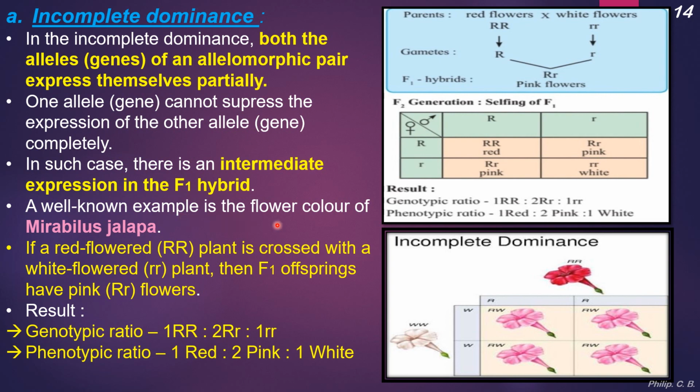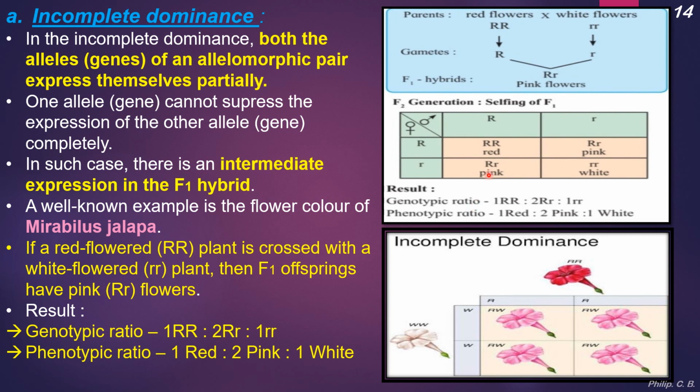A well-known example is the flower color of Mirabilis jalapa, as I have shown over here, and even in the second slide, as shown in the animation, where the red colored flower crossing with white gives you pink color, right? So here if a red colored RR plant is crossed with a white colored small r small r plant, the F1 offspring have pink colored flowers. Result, genotypic ratio 1 RR, 2 Rr, that is capital R and small r, and 1 small r small r. In phenotypic ratio, it will be 1 red, 2 pink and 1 white.